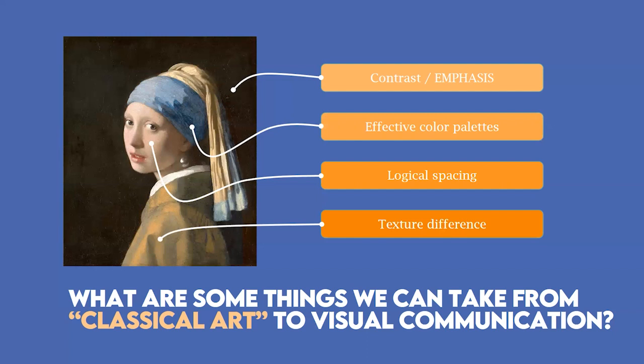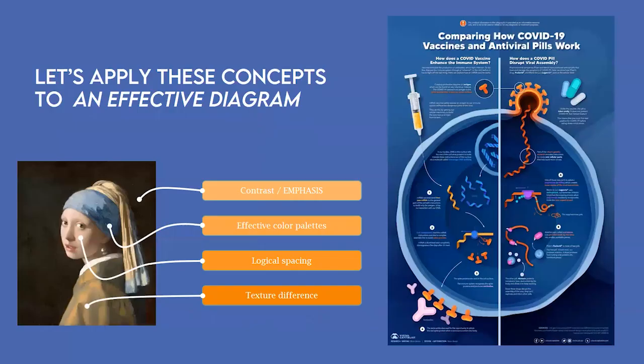So now let's come full circle and compare those concepts to a more relevant visual medium. Contrast and emphasis: we can see that the vaccine here is a bright white and yellow highlighted on a darker blue background. There's an effective drop shadow, which is a great hack to increase contrast.